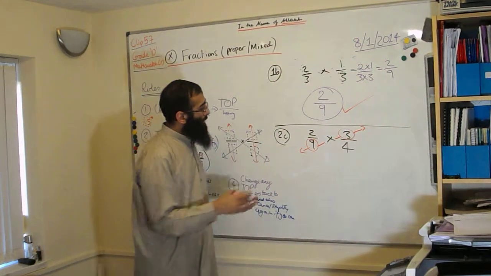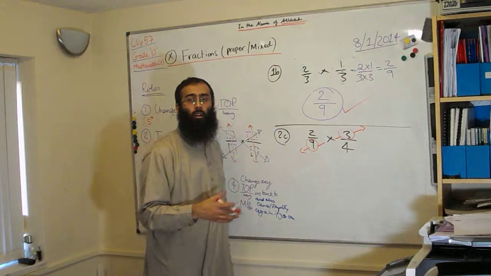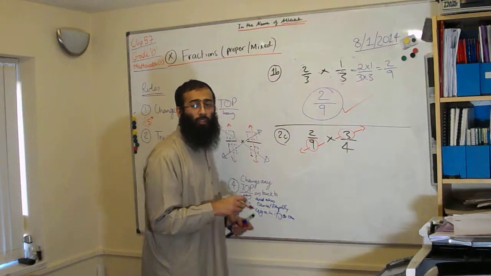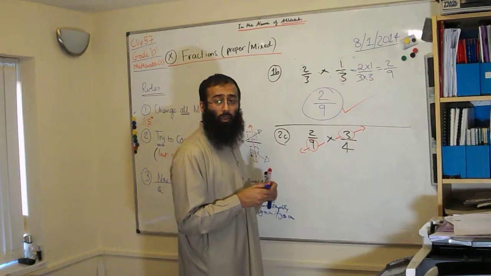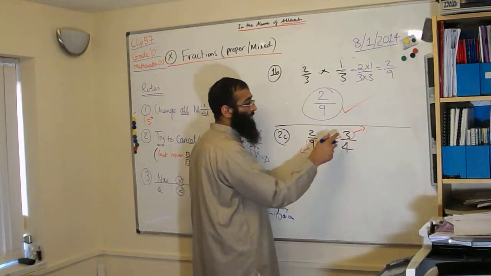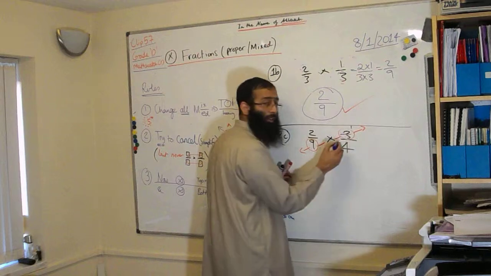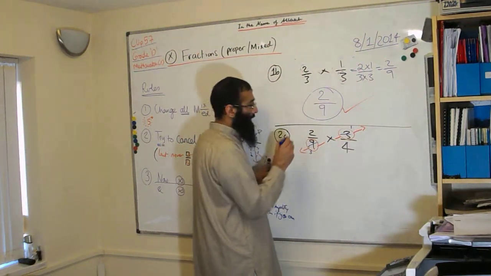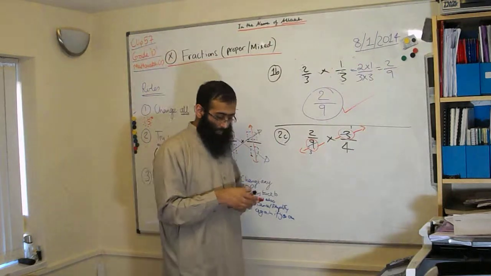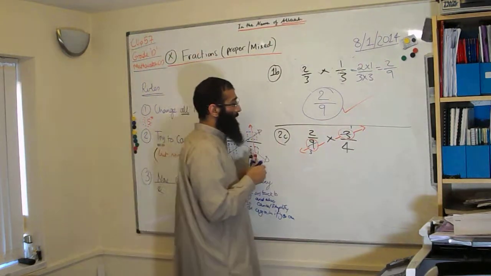So Amina, 3 and 9, do they share any common factor? The common factor they share is 3. Excellent. So what we're going to do, we're going to divide them by 3, which is the highest common factor of 9 and 3. So 3 divided by 3 is 1. 9 divided by 3 is 3. Excellent, lovely. Right, let's have a look at the other direction.